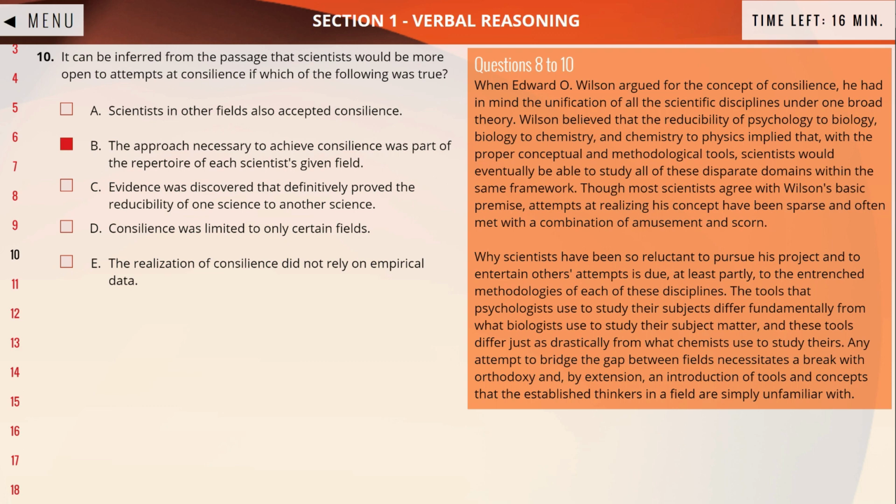A is just not as good because even if the other scientists accept it, they're still unfamiliar with the tools and concepts, so it wouldn't work. Whereas this, if it's part of their repertoire, they could do it. No with C, no with D, no, we don't talk about empirical.